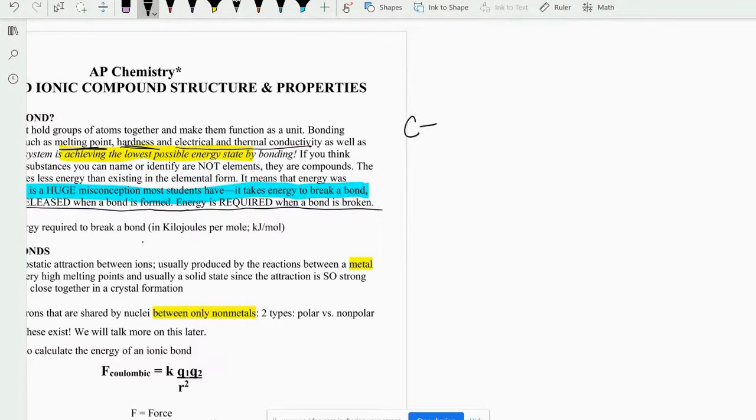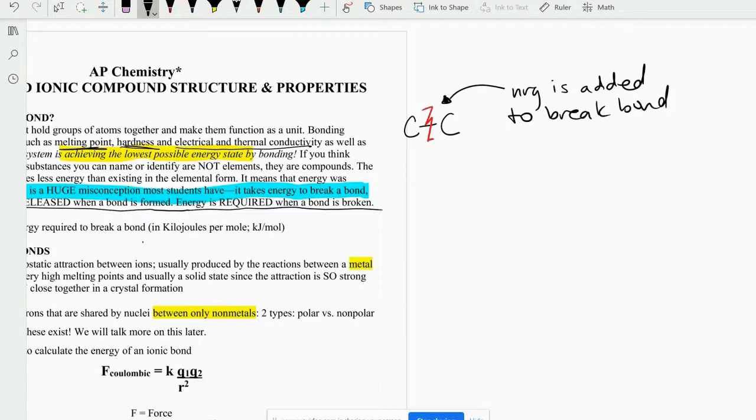If I have two carbon atoms, for example, that are bonded to each other, and I want to break that bond, I'll make it look like a lightning bolt. In order to do that, I have to have energy from outside the system. It's going to be brought in and absorbed by these two bonded carbon atoms in order to break it. In other words, energy is added into the system.